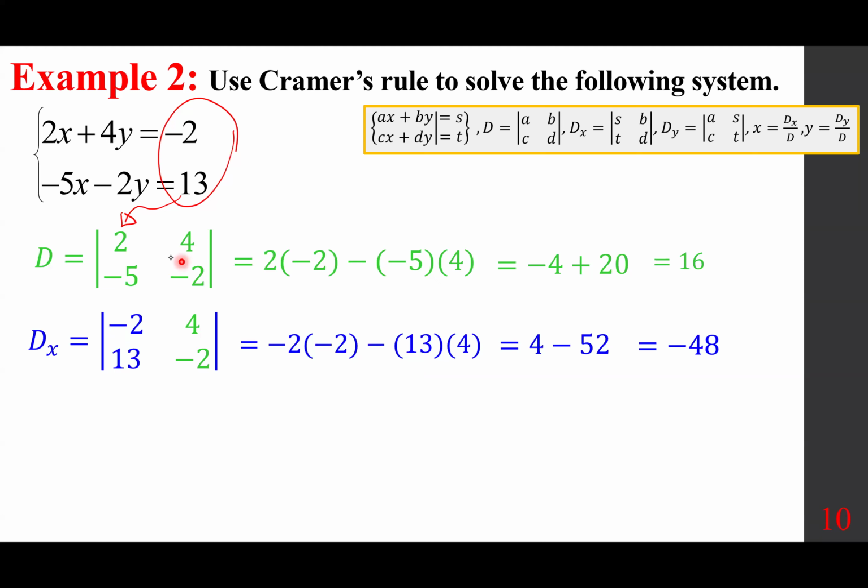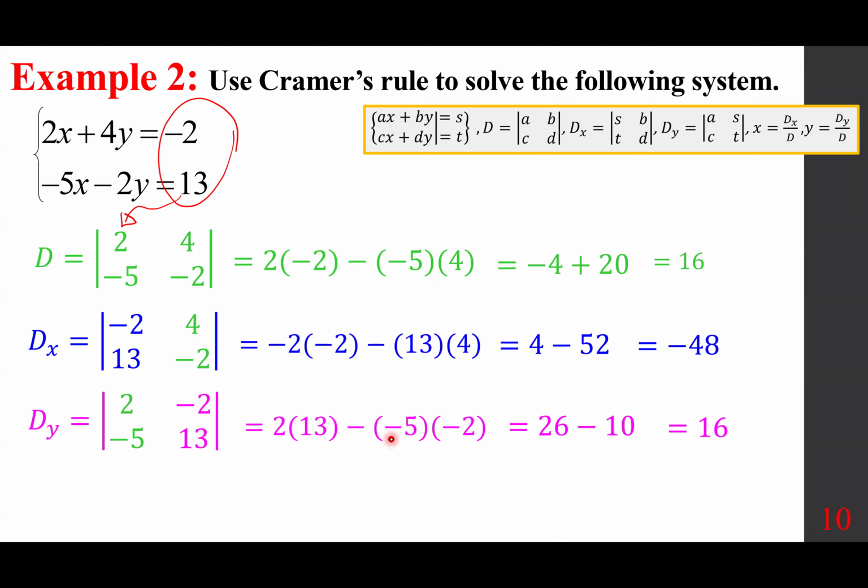We go back to the D. For D sub y, we keep this one and we change this one. Of course, to that, okay? 2 times 13 minus negative 2 times negative 5. 26 minus 10 is 16.